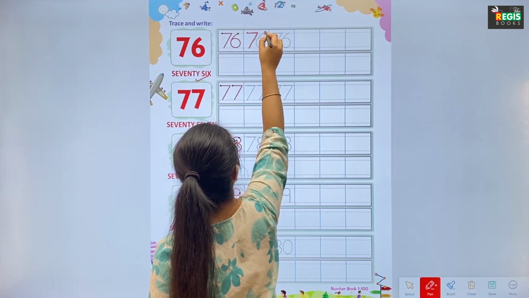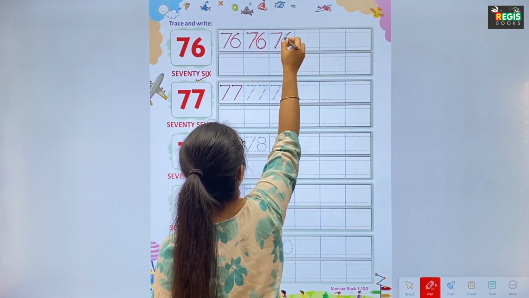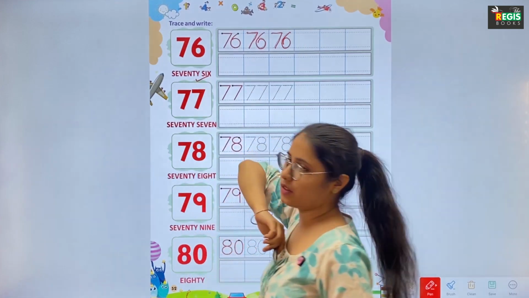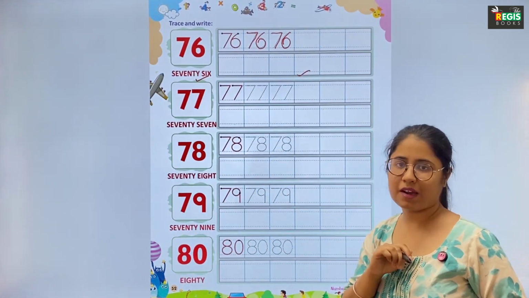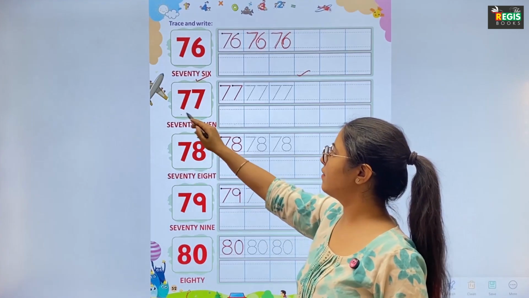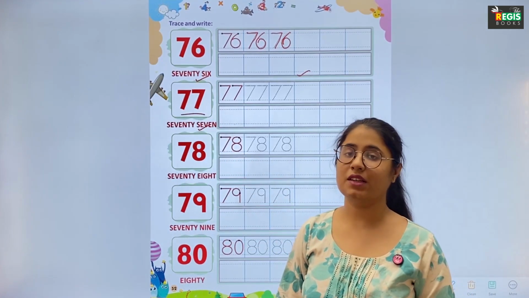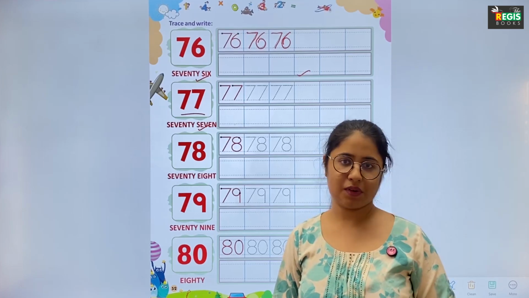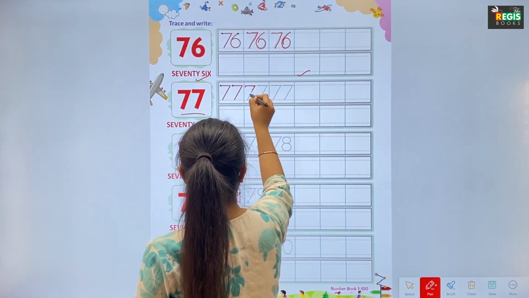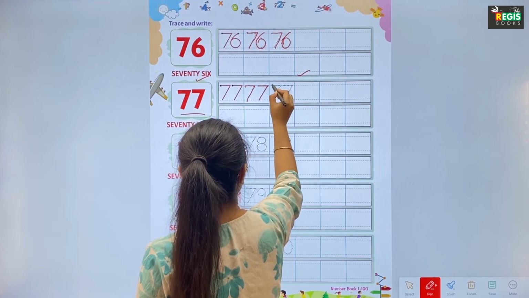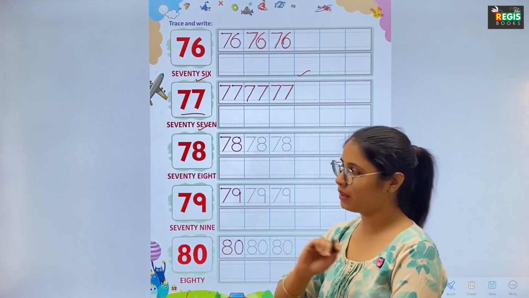76. And write the number 76 in the rest of the boxes to practice it. 77. We write the number 77 by writing 7 two times together. So let's trace with me. 77.